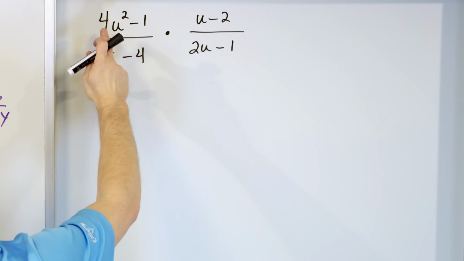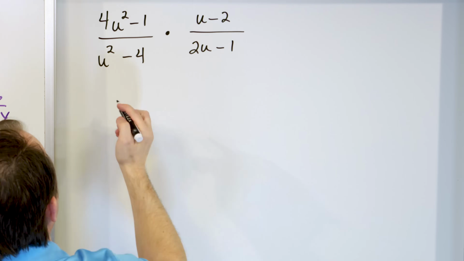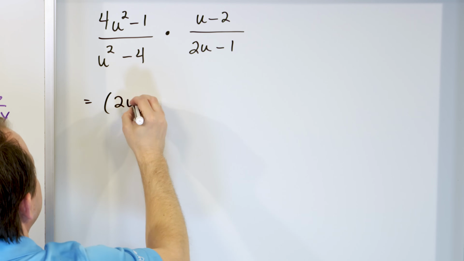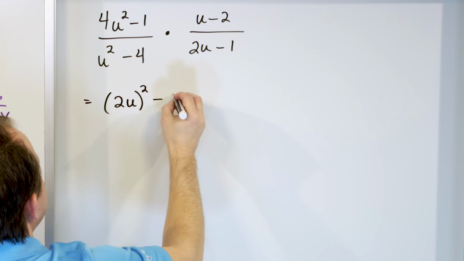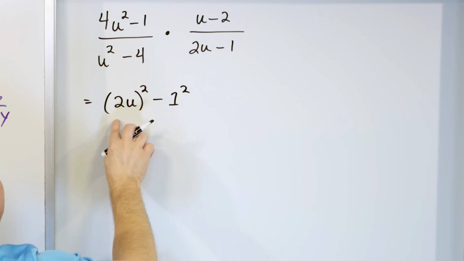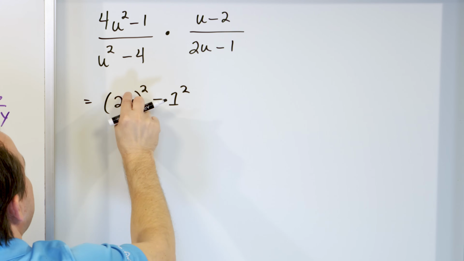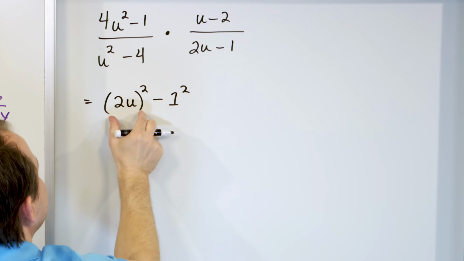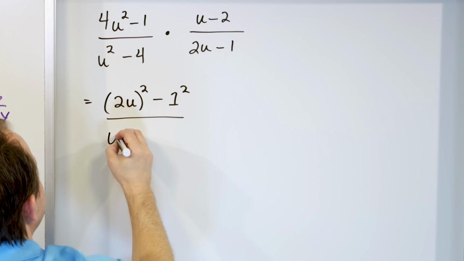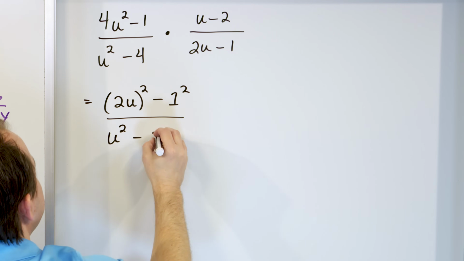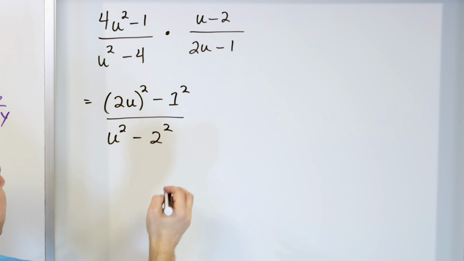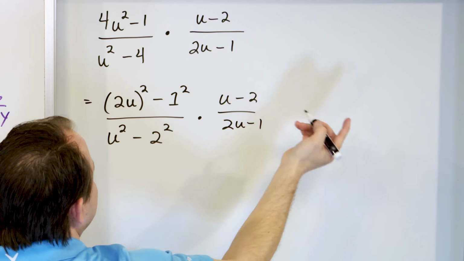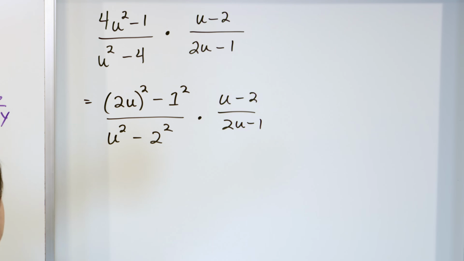And then you say, maybe I can do the same thing upstairs. How can I rewrite the numerator here? I can write that to try to make it factorable as 2u squared minus 1 squared. This is the same thing as this because the square would be applied to the 2, giving 4, applied to the u, giving u squared, minus 1 squared. This is also a difference of 2 squares, and this can be written like this, which is the difference of 2 squares. This stuff over here, u minus 2 and 2u minus 1, you can't do anything with that. So how do we proceed?